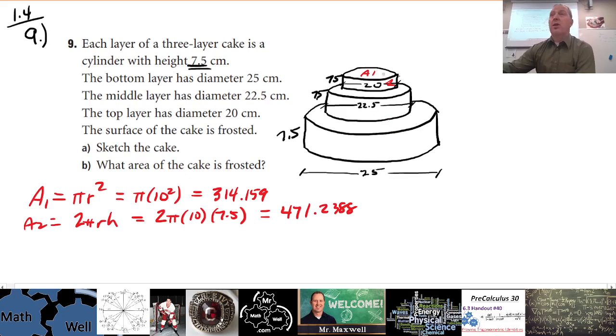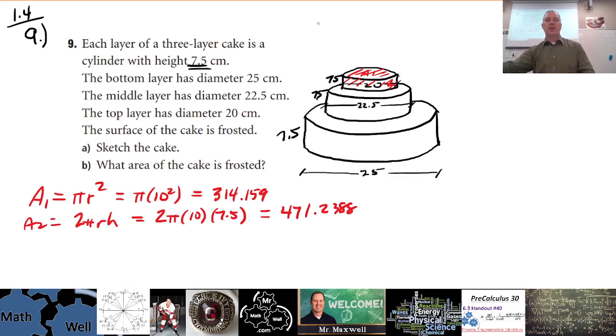So that's the top. The icing for the very top. That's the top circle and the wraparound part all the way around. Now, when you move down, you're going to have to take into account the fact that you're covering up part of the cake now, right?